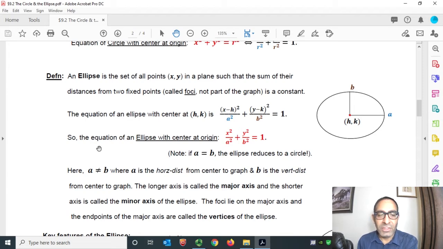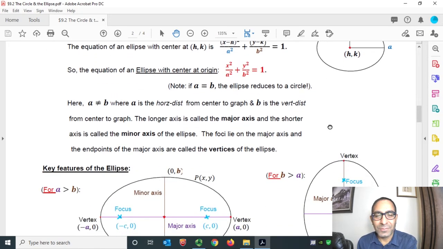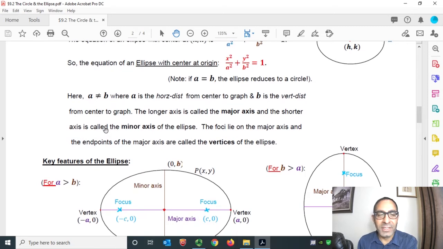Next, the equation of an ellipse with center at the origin: put h equals 0, k equals 0, then this becomes x squared over a squared plus y squared over b squared equals 1. By the way, if a and b are equal, then this equation reduces to the equation of a circle. That means the ellipse reduces to a circle. I hope this makes sense to you all. Now let's move on. Some more comments here.